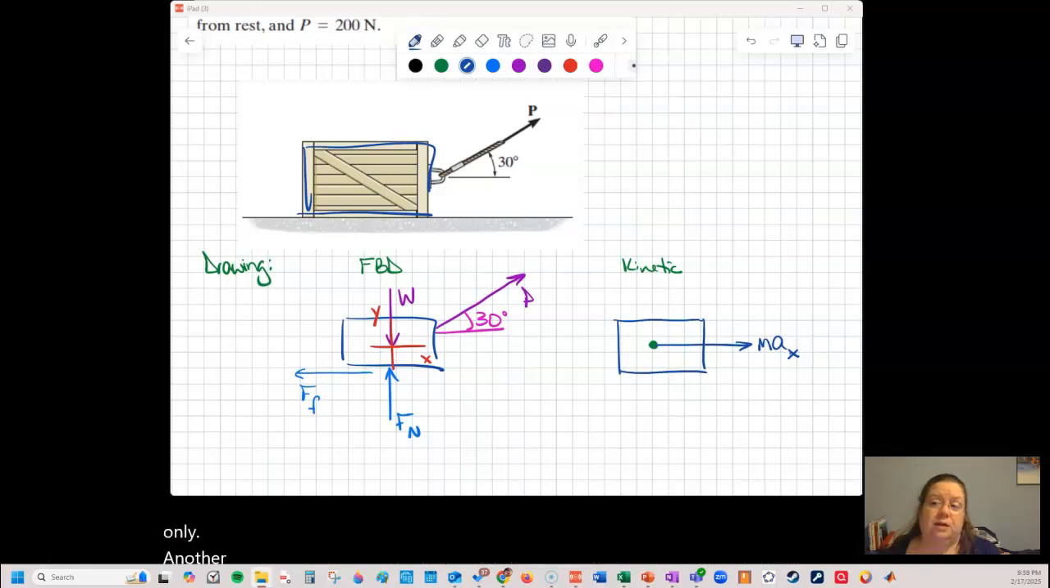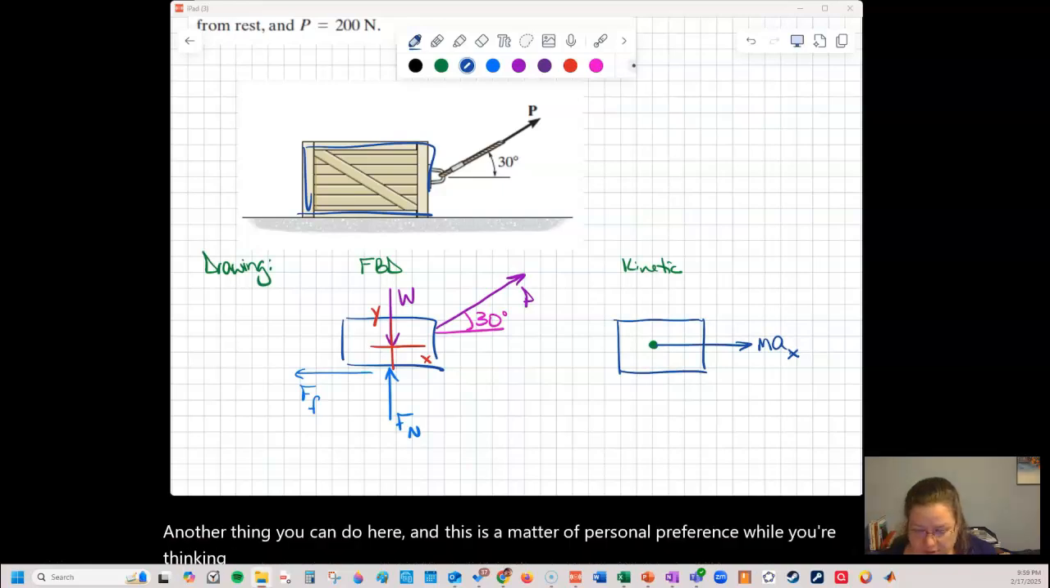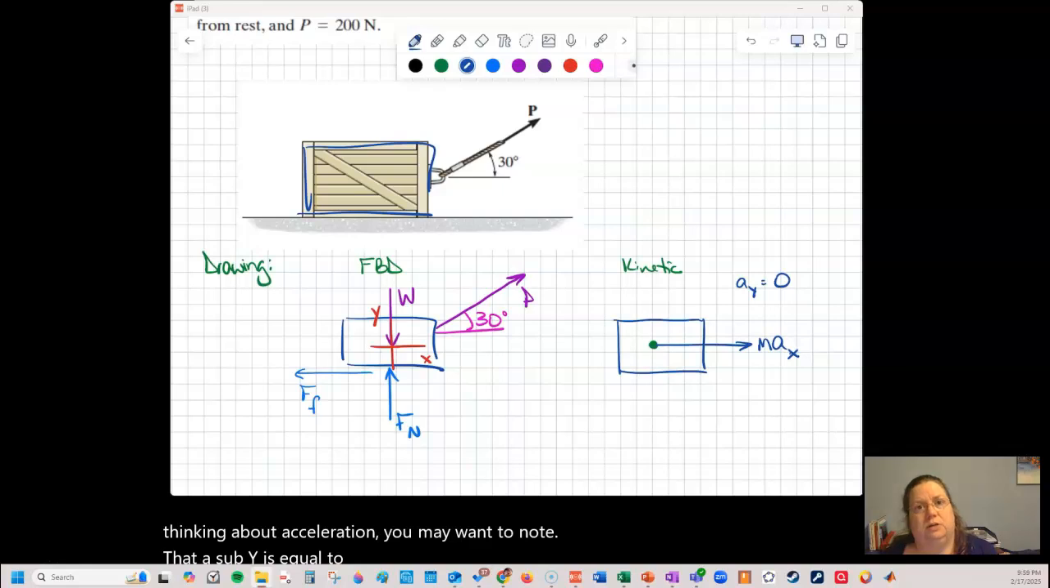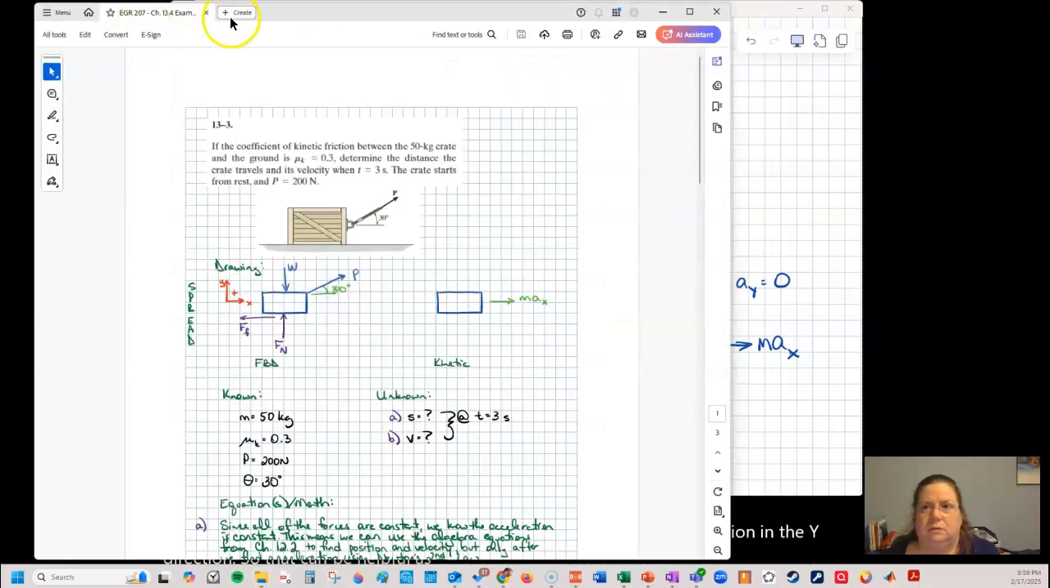Another thing you can do here, and this is a matter of personal preference, while you're thinking about acceleration, you may want to note that a sub y is equal to 0, because you can recognize that there is no motion in the y direction. So that can be helpful as well.